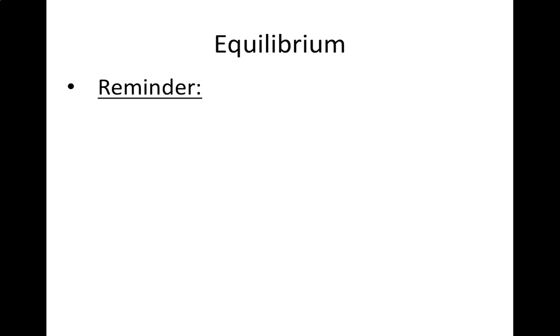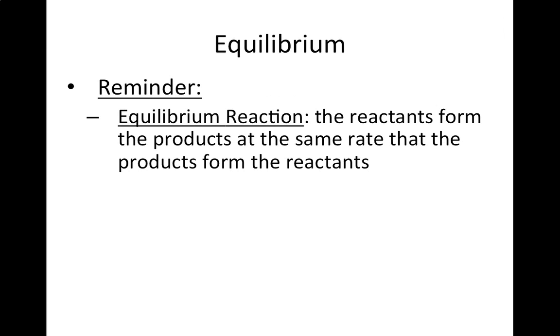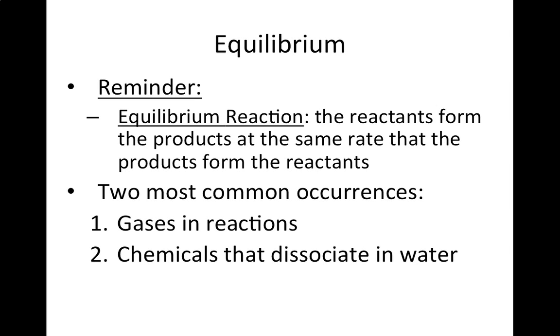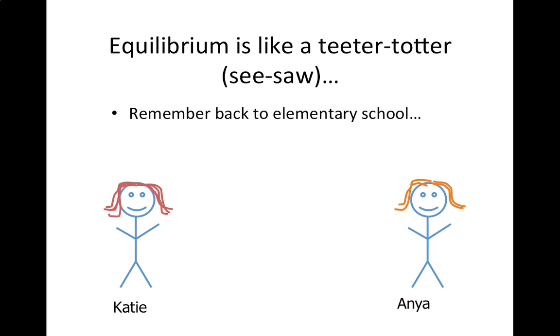So equilibrium, just as a little reminder, an equilibrium reaction is where the reactants form the products at the same rate that the products form the reactants. The two most common occurrences are when we have gases in reactions or when we have chemicals that dissociate into water. And if you remember that, that means they are aqueous. So those are our two most common places where we're going to see this type of reaction.